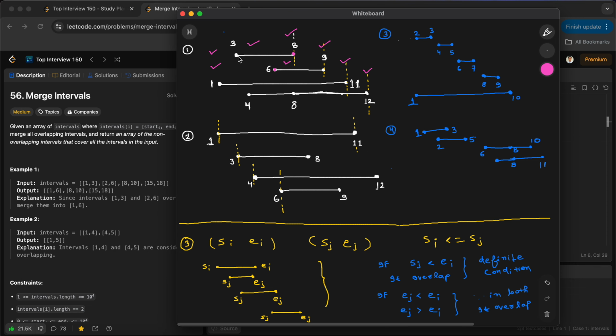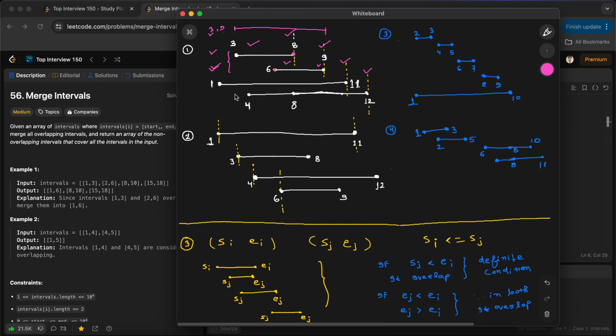interval. Suppose these two overlap, so till here the interval is 3 to 9, right? Because these two overlap and make the smallest point, and these two overlap and make the largest point. So 3 to 9 overall. But till this point we can't make sure that this is the interval.